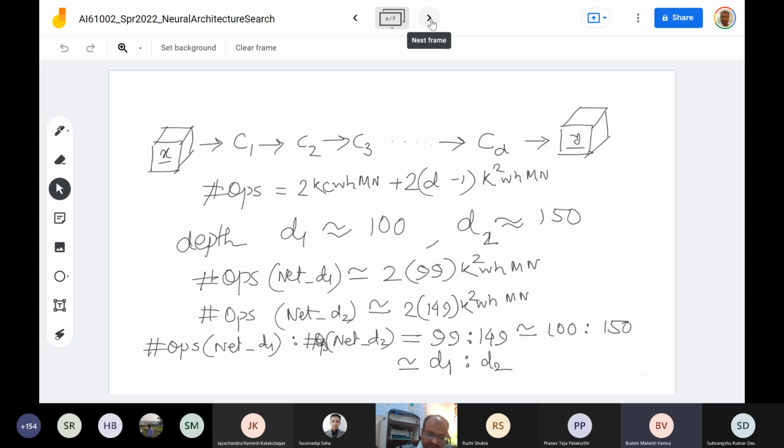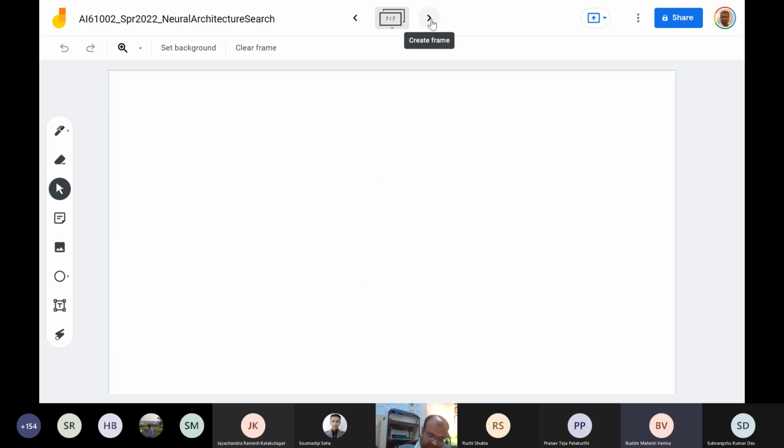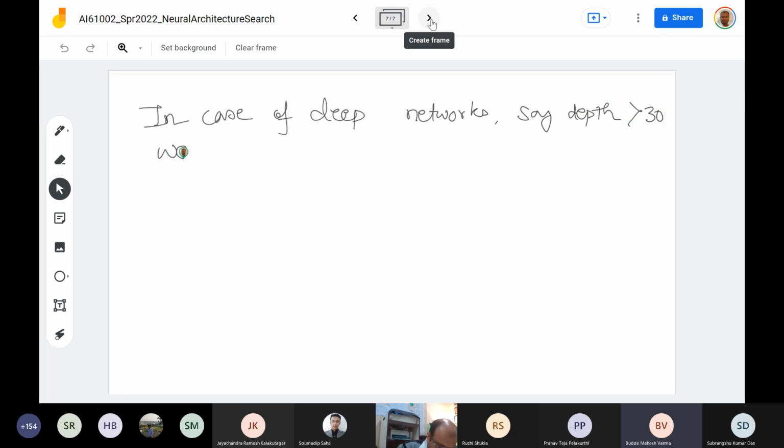So from here, we can come to an observation and a statement, and this will hold only for a very deep network. In case of deep networks, say depth greater than 30 or so, the number of ops is proportional to depth.